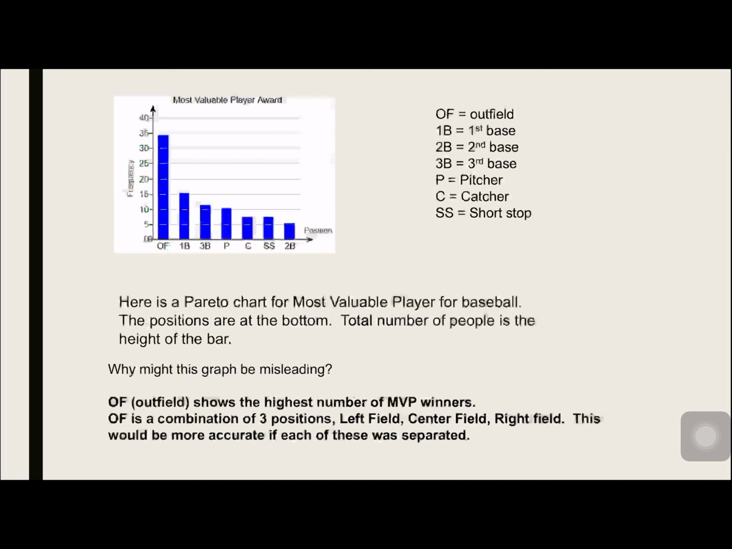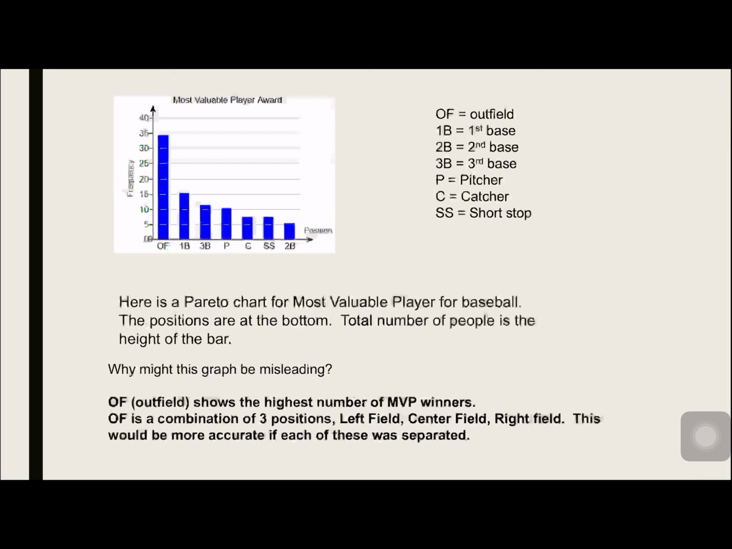Now this is a Pareto chart for the most valuable player in baseball. On the bottom, it gives the positions, which the code there is on the right. For example, OF is outfield. 1B is first base. And we can see that the highest is outfield. Why might this graph be misleading? OF, outfield, shows the highest number, but it's a combination of 3 positions: left field, center field, and right field. So this would be more accurate if these were separated.